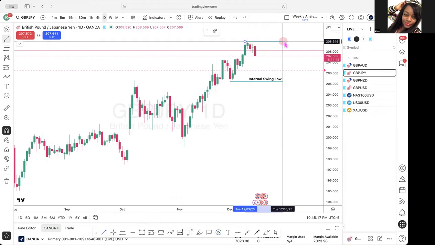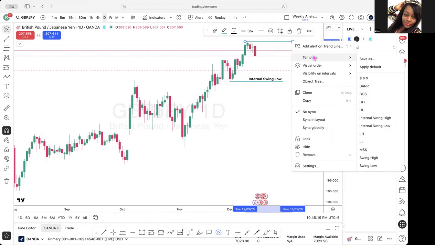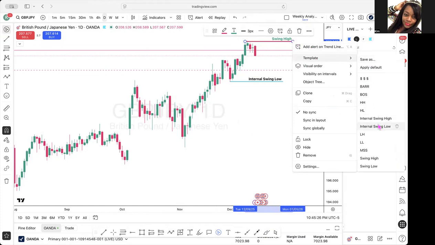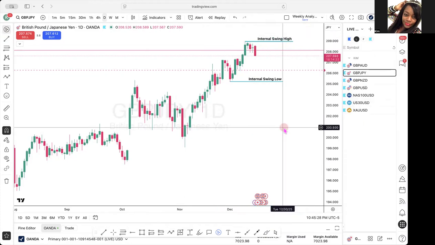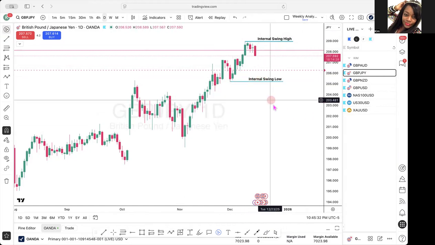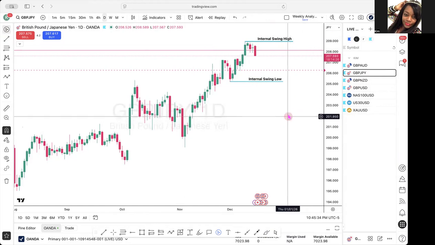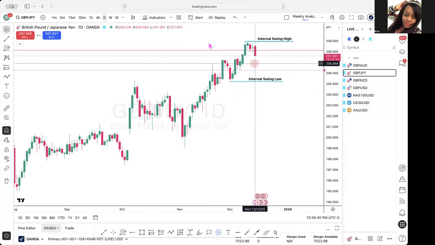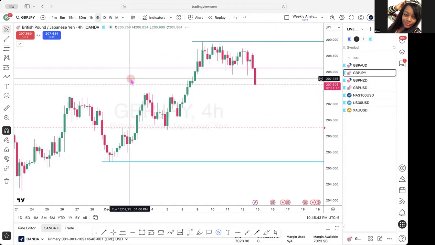And then my internal swing high. All right. Okay. So now price would have to break below here before I look for a sell to the downside, or at least to this next demand zone. All right. So let's go to the 4-hour.